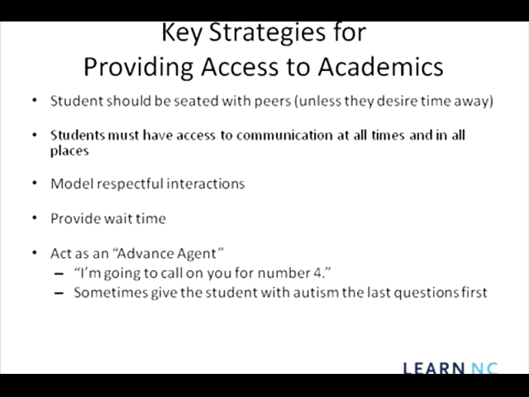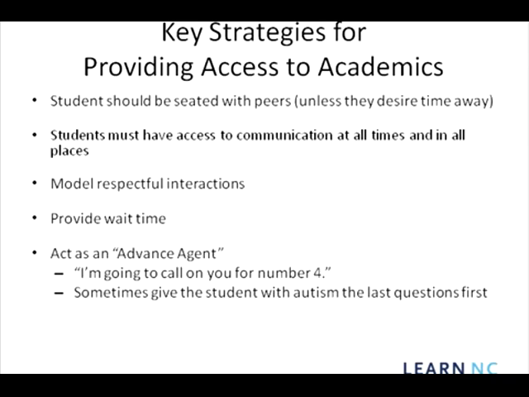Students must have access to communication at all times and in all places, and this basically means some kind of portable communication, such as picture symbols that the student will be using frequently, maybe pre-programmed answers to questions and a speech-generating device. Also, modeling respectful interactions. This is very important for the student's peers to see, and in addition for the student with autism.